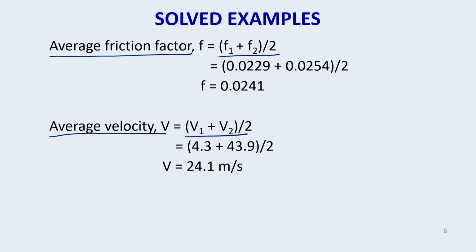So the average friction factor is F and the average velocity is V. If you want, we can take F suffix AVG and write V suffix AVG. Whichever is convenient, the learners can use that one. So I have taken F as the average friction factor and V as the average velocity. It's a simple calculation. So the average friction factor is 0.0241 and the average velocity is 24.1 meter per second.